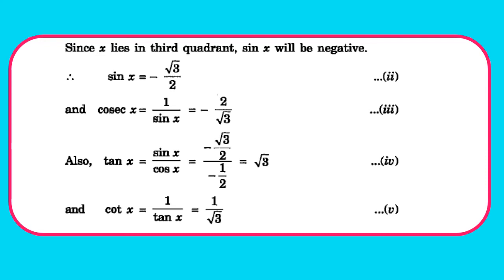Now it is very simple. You have to simply keep in mind which trigonometric ratio is positive or negative in which particular quadrant. Like in this sum, it is given that the angle is in the third quadrant, and in third quadrant only tan and cot are positive and the remaining 4 ratios will be negative. Clear? So you can verify from this result that tan and cot are only positive and the other 4, that is sin, cosec, sec and cos, are negative. Clear? So pause and note down the solution.